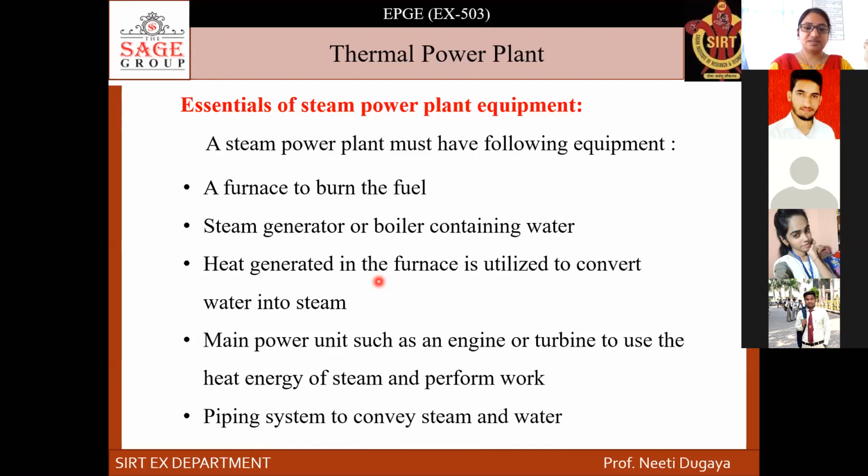Next is the piping system to convey this steam and water. This piping system is very important. In the next few slides I'll be showing you what the piping systems are. We send the water to the boiler by the help of pipeline. How do we transfer the water through a pipeline? How does water come to our home? From the main tank through a pipeline.